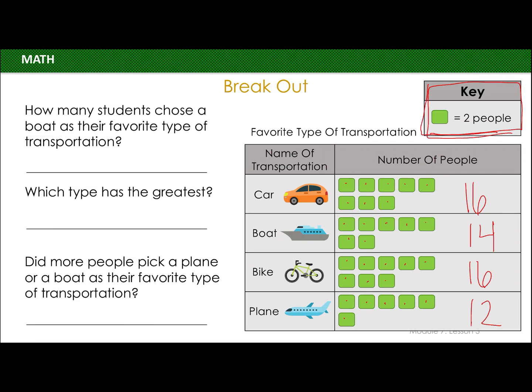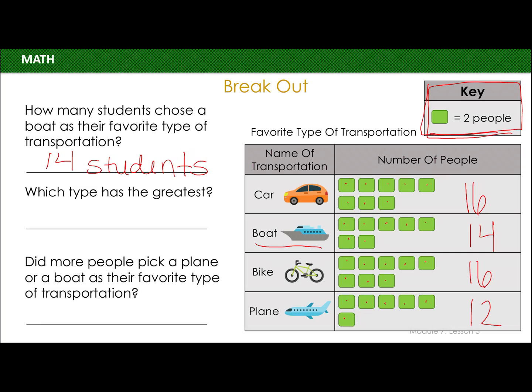Now I'm going to go to my questions to see if I can find the answers. How many students chose a boat as their favorite type of transportation? So I already counted all of them, so I just have to find boat, and I go over to the number that I counted, and that is 14. So 14 students.